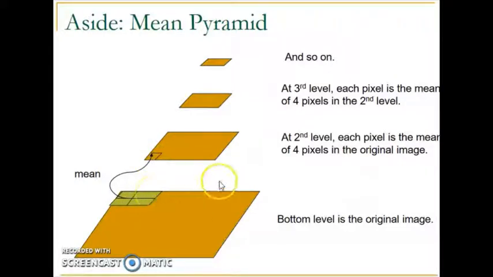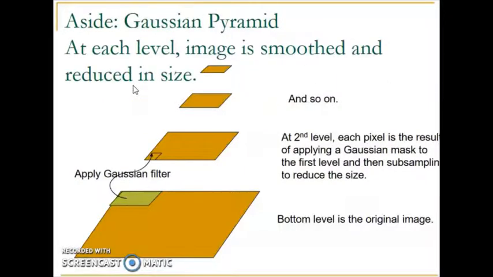So this is how we reduce the resolution of the image to half, and then from here on we further reduce the size of the image to half once we go on to the third level, and so on. This is how a mean pyramid is constructed.